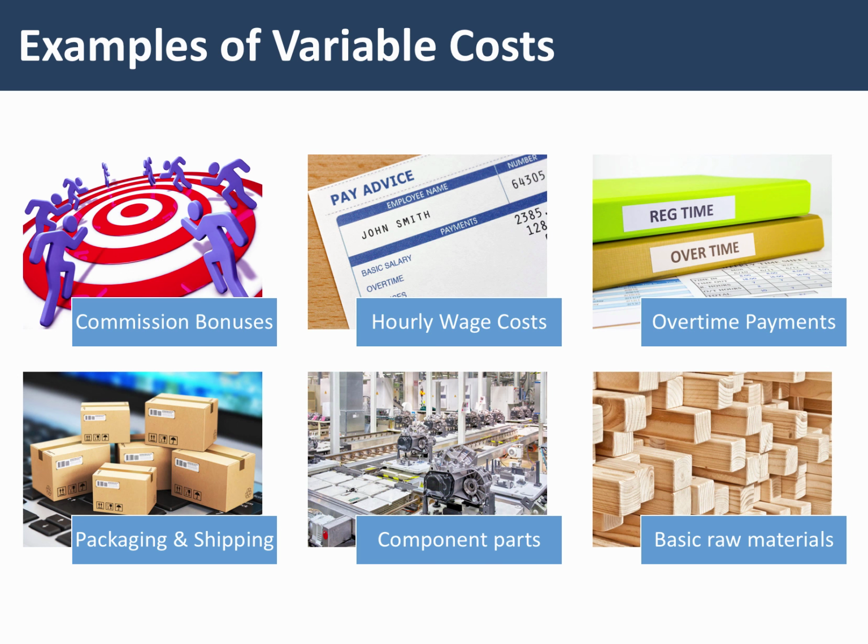And three other really good examples of variable costs include packaging and shipping. In other words, getting the products from production to the final consumer, the costs of component parts, and also the cost of basic raw materials.